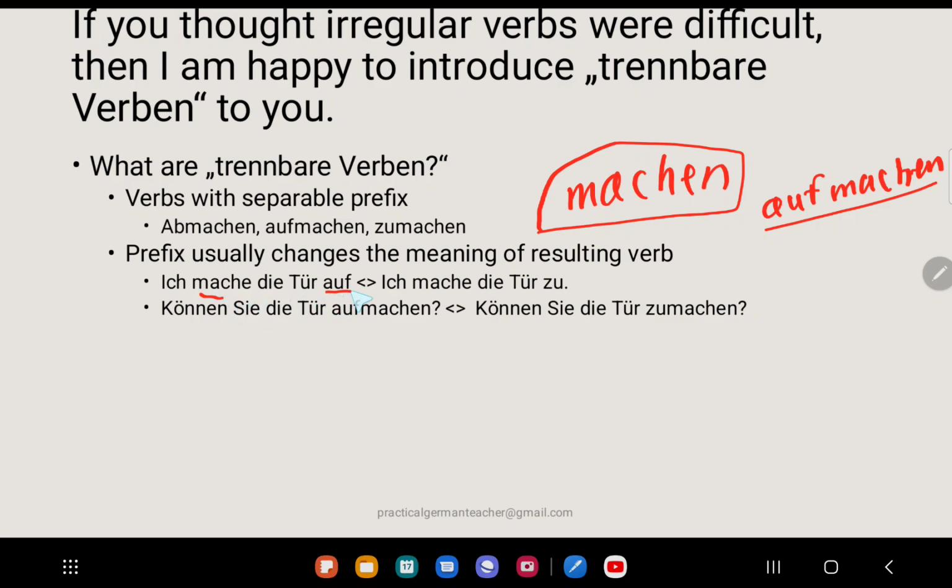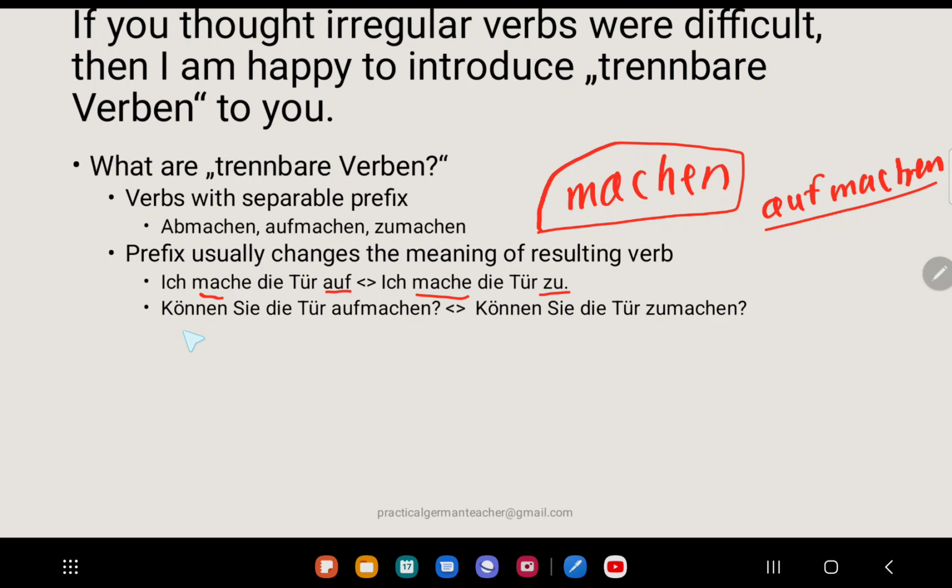This means, take a guess. It means to open the door. Okay. So aufmachen you can use when you are opening the door, opening the windows, stuff like that. Then if you use zu instead of auf, it means just the opposite, to close. Okay. Ich mache die Tür zu implies I close the door, or I'm closing the door.